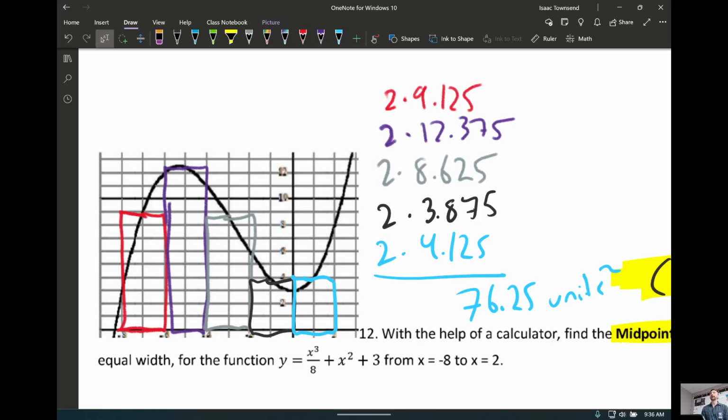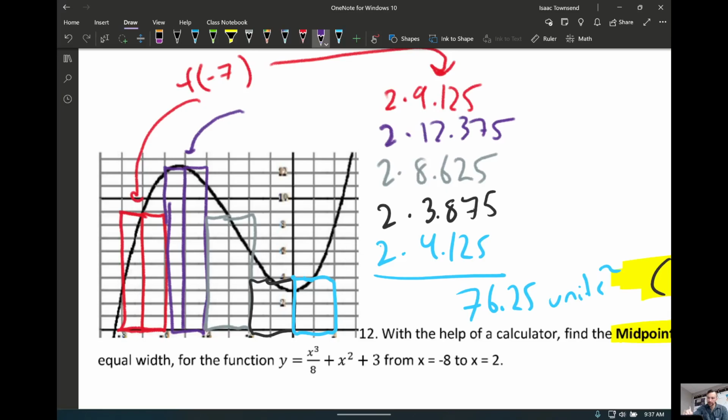76.25. And where that's coming from, you can see all of my rectangles are drawn to the midpoint of each one. But what makes these harder, and why a calculator is needed for the messiness, is this red one. The length of this rectangle was the y value when x was -7. So I plugged -7 into the function, into my calculator, and got 9.125. So the length ended up being 9.125, the width ended up being 2, so that was the red rectangle.